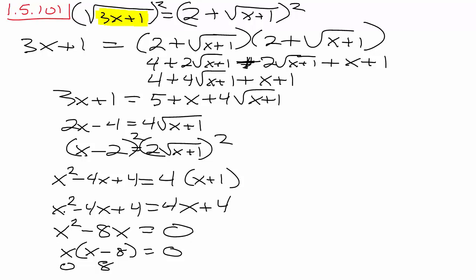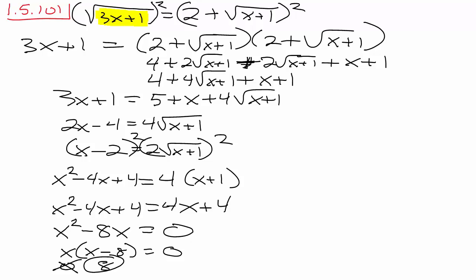And in fact, if you plug the 0 back in, it doesn't work because you get 0 plus 1. So this becomes 1, and the square root of 1 is 1. When you plug a 0 in here, this is 1. The square root of 1 is 1. And you get 2 plus 1 is 3, so you get 1 equals 3, and that doesn't work. So the 0 ends up not being a solution, but the 8 does work. Okay, so the answer for that one is 8.